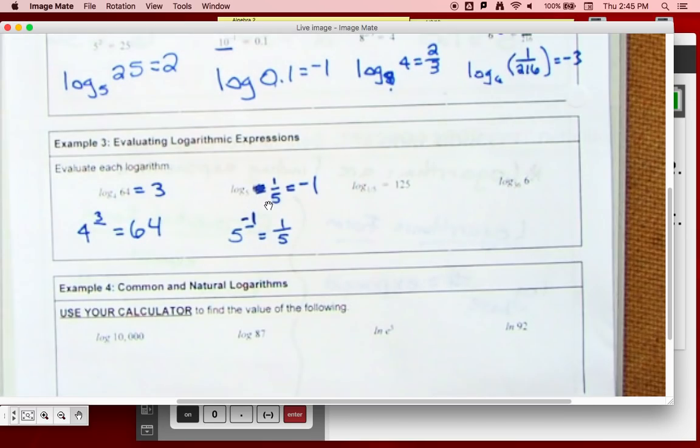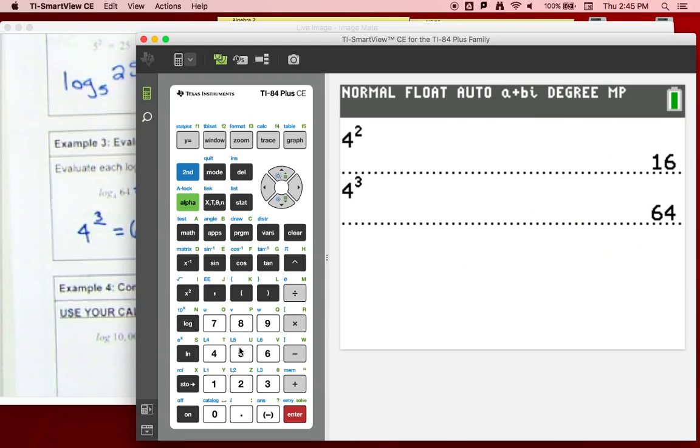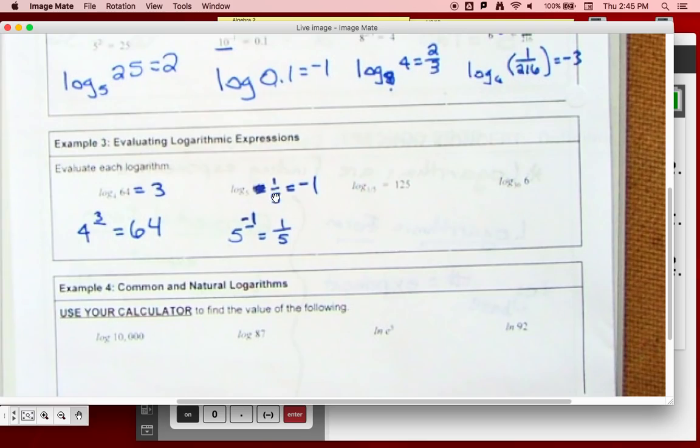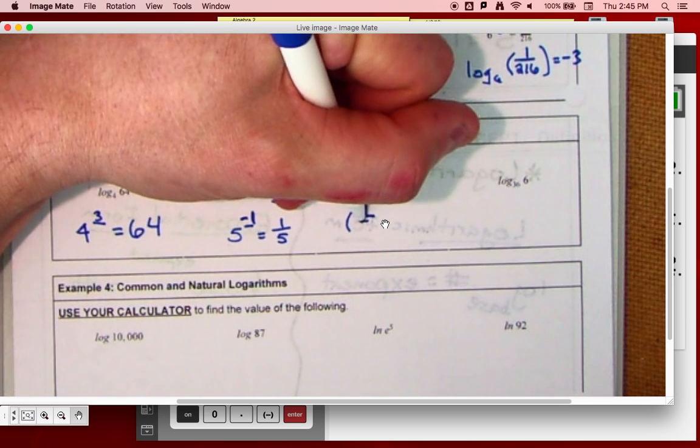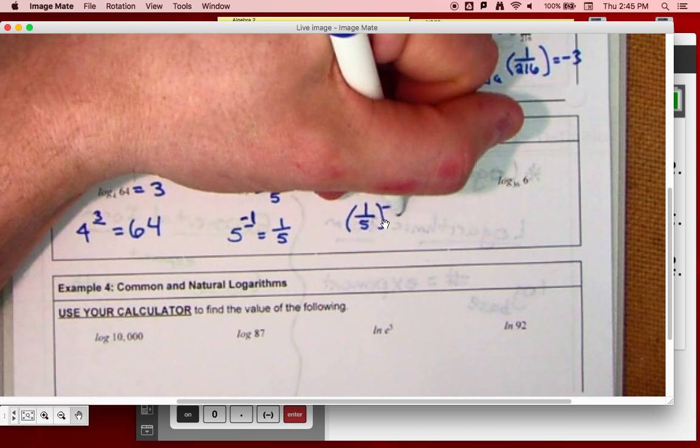Since 5 is bigger than 1/5, or better yet, we have a fraction where it's 1/5, we can just guess and check. So 5 raised to the -1, and we get our 0.2. Remember that hint: if we have a fraction of 1 over something, we know we're going to have a negative exponent.